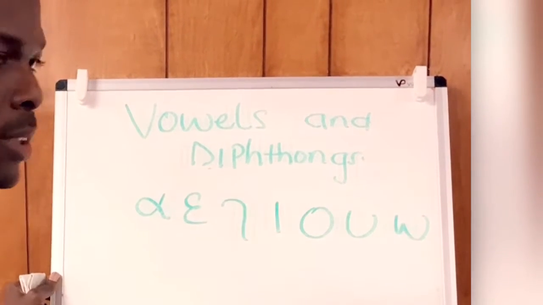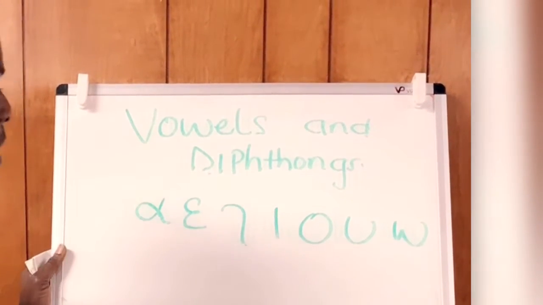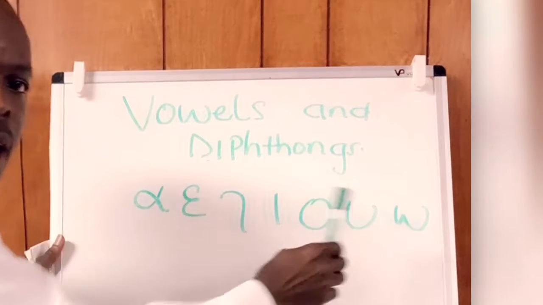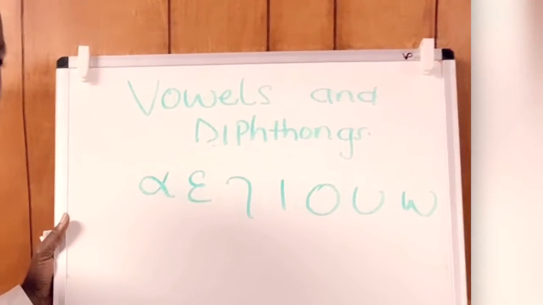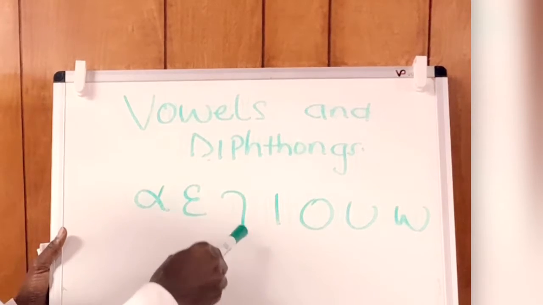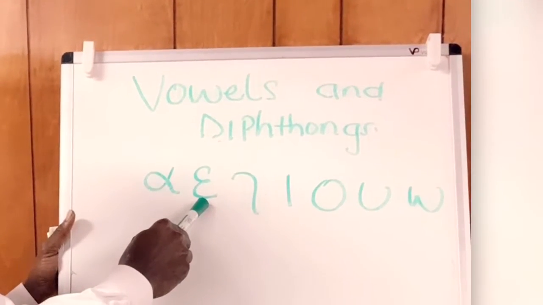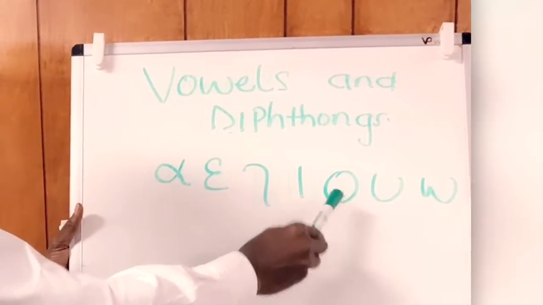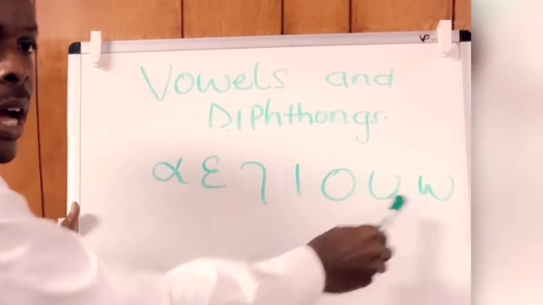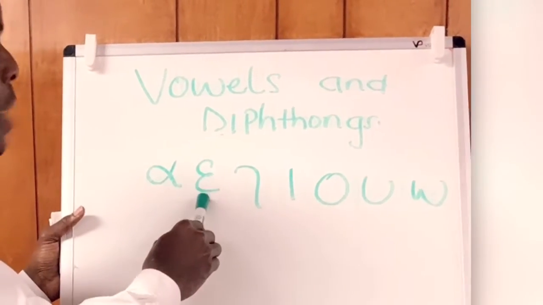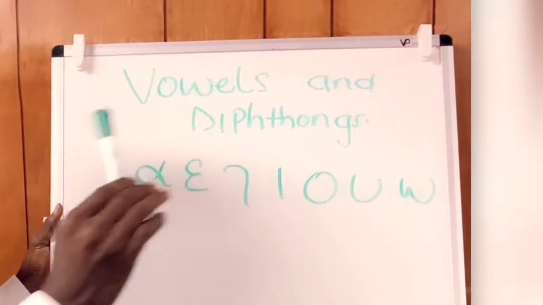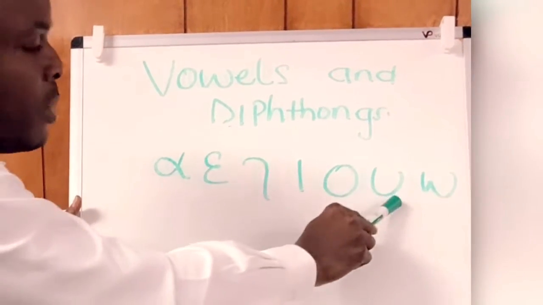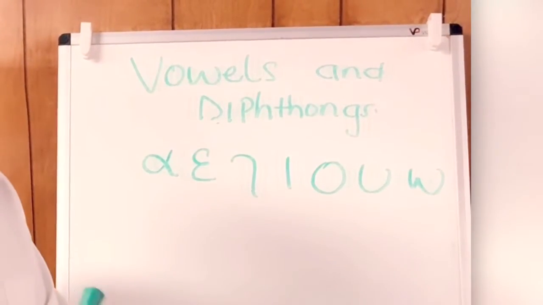Then among the vowels, listen very attentively. Eta and omega are always long, because eta can also be considered as double epsilon, whereas omega can also be considered as double omicron. Therefore, eta and omega are always long, whereas epsilon and omicron are always short. Then, alpha, iota, and upsilon are sometimes long and sometimes short.